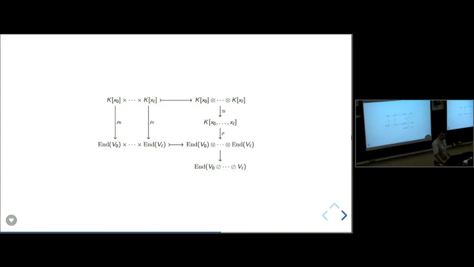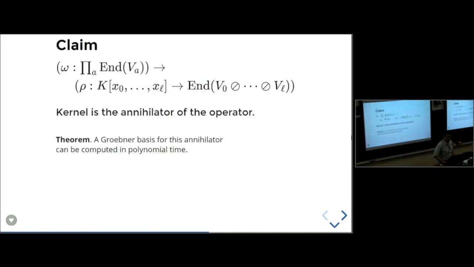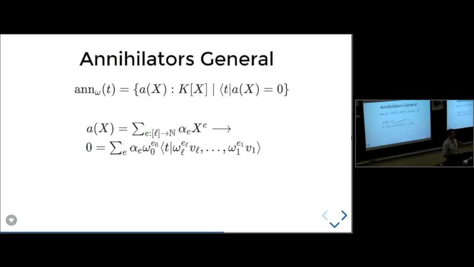So all multi-operators turn out to be a map like this. If you have a list of operators acting on a tensor space, then you really just have a representation of polynomials in that many variables into the operators on your tensor space. And then you have immediately the notion of an annihilator, and this annihilator can be computed. What does that even mean?